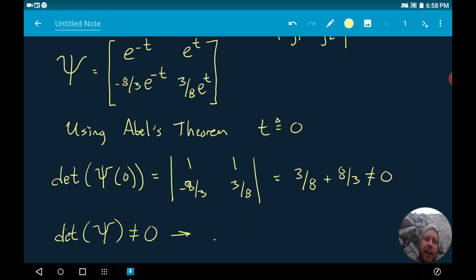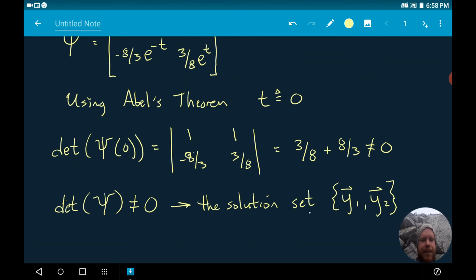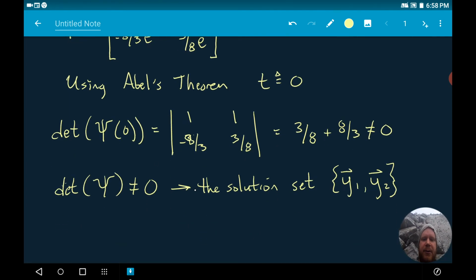Therefore, we can say that the solution set, and these are our solutions, y1 and y2, our first column and our second column here. Let's see if I can draw curlies around my face. Okay. Then the solution set is a fundamental set.